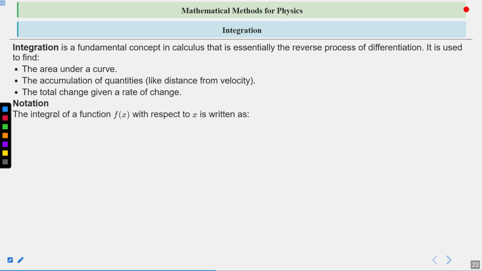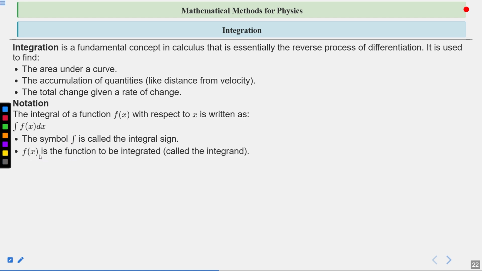Notation: the integral of a function f of x with respect to x is written as this one, integral f of x dx. The notation is this one. This is the sign of integration. Clear? The symbol is called the integral sign. f of x is the function to be integrated, called the integrand. dx indicates the variable of integration.